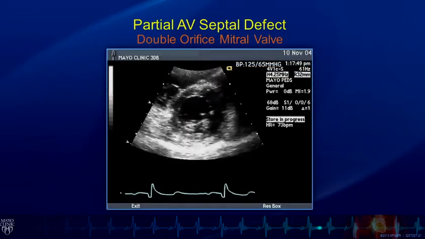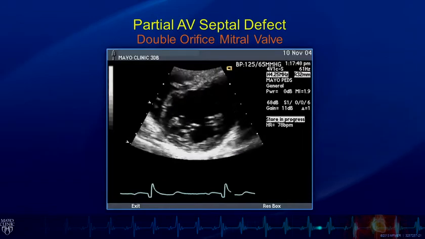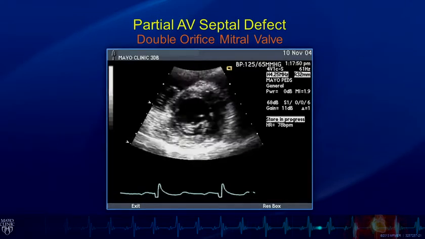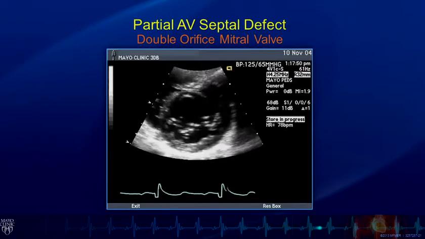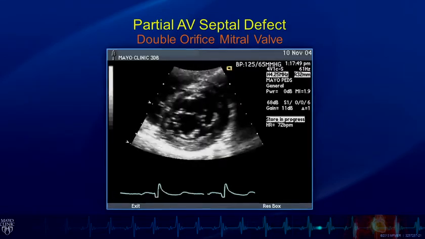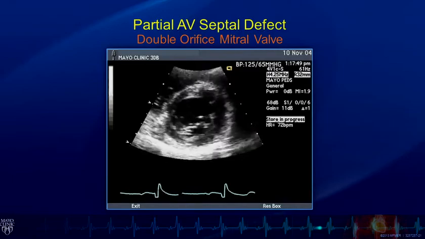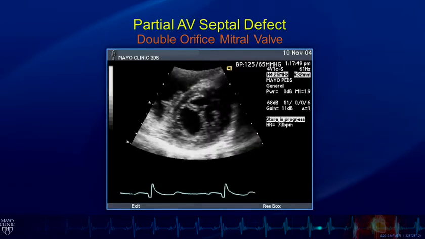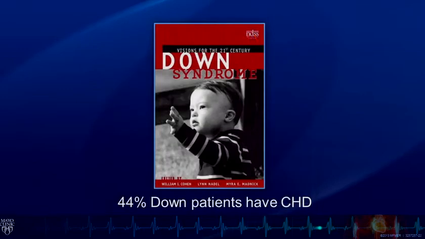And here we have an image of another associated abnormality, and that is double orifice mitral valve, and this can also be seen in patients with partial atrioventricular septal defects or primum atrial septal defects. So nice example. You could see the two orifices of the mitral valve very nicely.